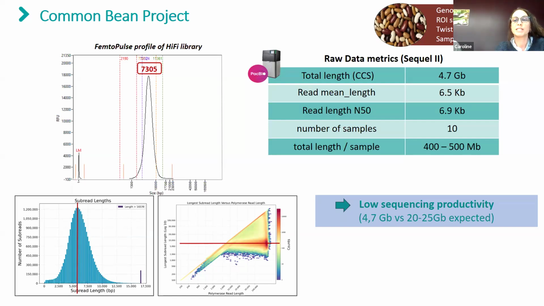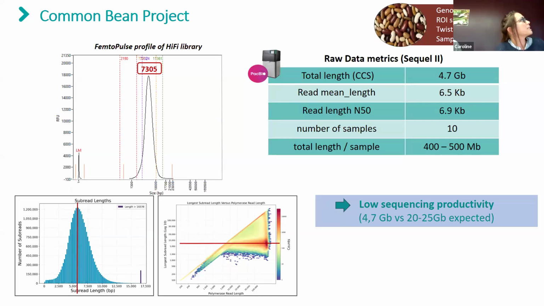And the run generates 4.7 gigabases with a read mean length and N50 quite similar, approximately 6.5 kb. And this read length is consistent with the library size, because you can see on the Femto Pulse profile a mean peak of 7.3 kb. This is also reflected by this plot, which is characteristic of HiFi data and confirms that most of the reads fall within the expected size range. Additionally, this plot gives an overview of how much data is contributed by reads of different lengths.